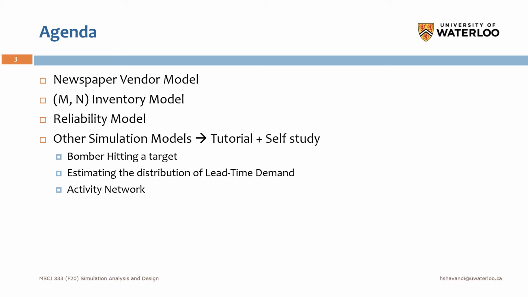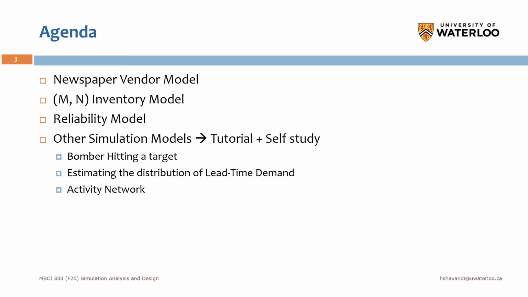And also we'll have the M-N inventory model, which is called order up to level. Again, we'll see how we do this in simulation. We had this version of modeling in a simplified version in MSci 334, but here we'll solve this problem in a more complex version. I mean, some parts are uncertain, so we'll see how we can solve this complex version in simulation. And also for reliability, we'll see a model here.